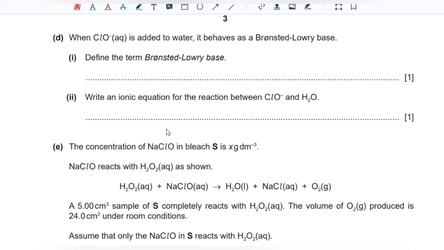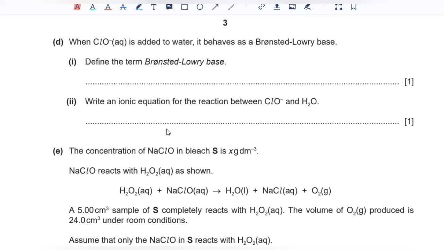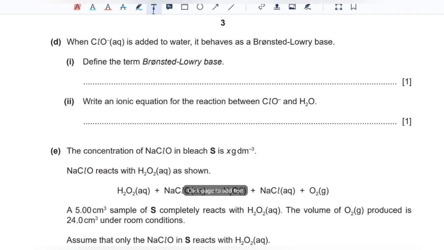D. When aqueous chlorate is added to water, it behaves as a Bronsted-Lowry base. Define the term Bronsted-Lowry base. So these are species that accept hydrogen ions or protons.